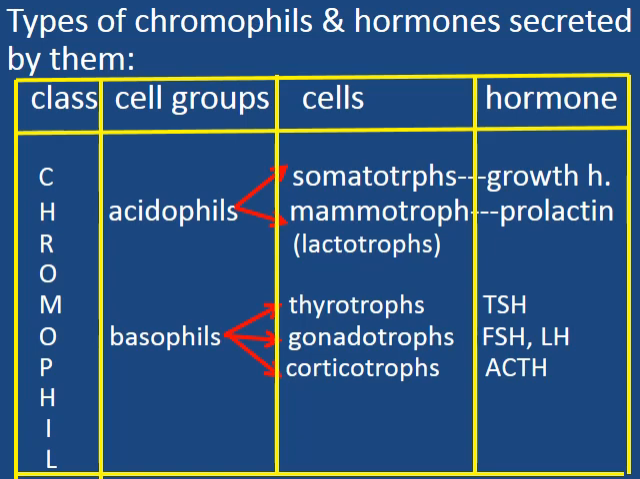Coming to the types of chromophils and hormones secreted by them. The acidophilic cells are of two types, somatotrophs and mammotrophs. Somatotrophs secrete growth hormone, whereas mammotrophs secrete prolactin hormone. On the other hand, among basophilic cells, thyrotrophs secrete thyroid stimulating hormone, gonadotrophs secrete follicle stimulating hormone and luteinizing hormone, and lastly corticotrophs secrete adrenocorticotropic hormone.